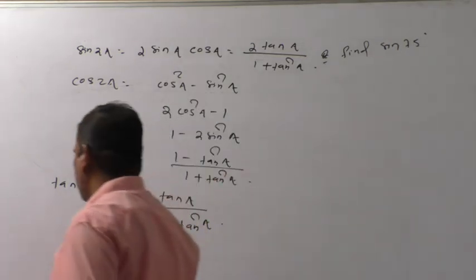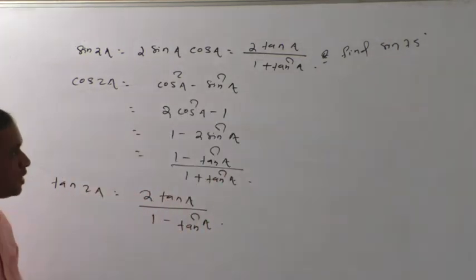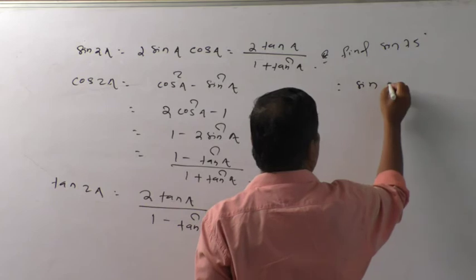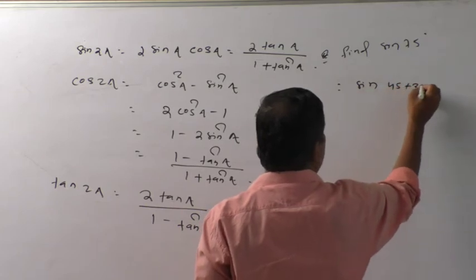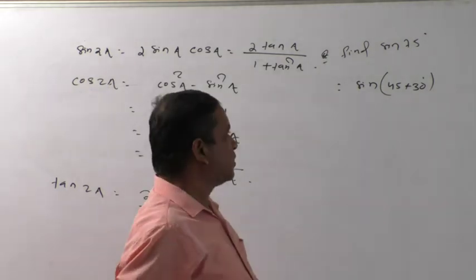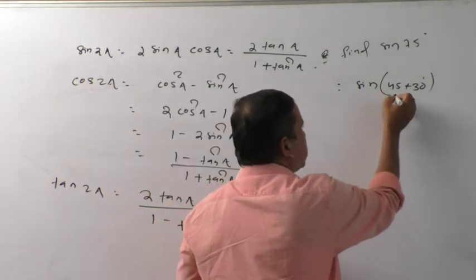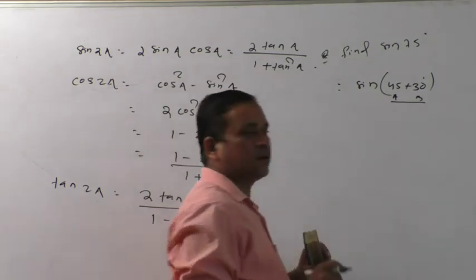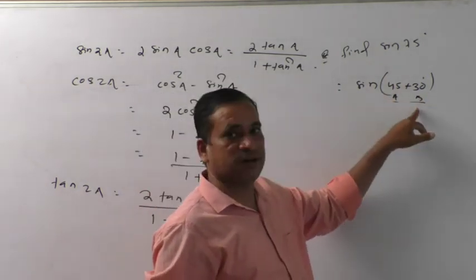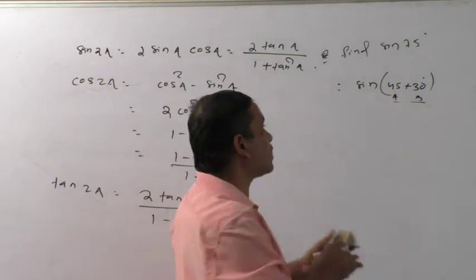Now, let me erase this. We have to find the value of sin 75 degrees. Sin 75 I can write as sin of 45 plus 30 degrees. Now take 45 as A and 30 as B. So this is sin A plus B.